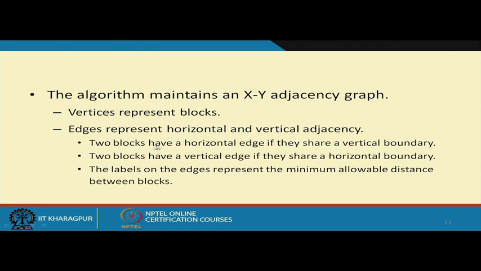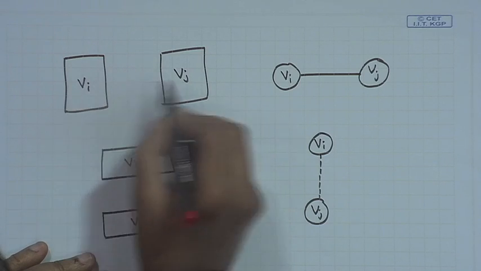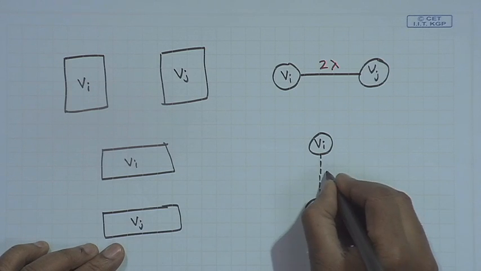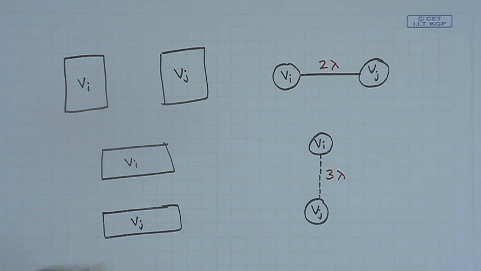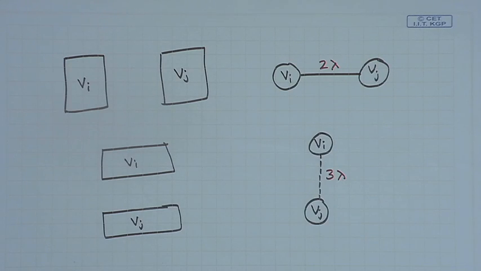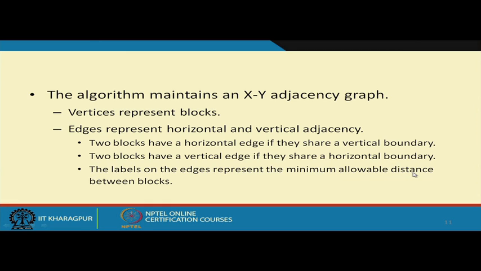So, this is what I have just mentioned. Two blocks have a horizontal edge if they share a vertical boundary, and they have a vertical edge if they share a horizontal boundary. These edges are labeled with the minimum allowable distance. For example, if the minimum separation between Vi and Vj is 2 lambda, this edge will be labeled 2 lambda. If it is 3 lambda, it will be labeled 3 lambda. So, we construct a graph and label each edge by the minimum separation, which is given by the design rules.